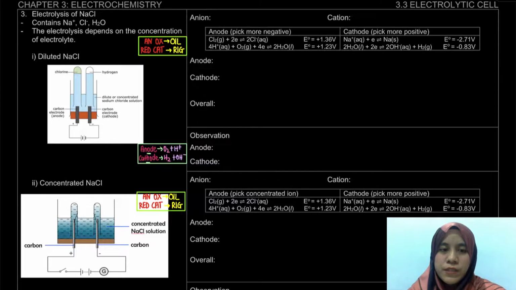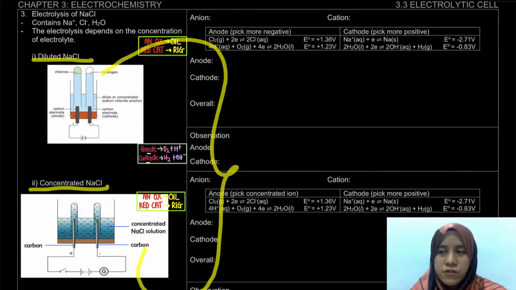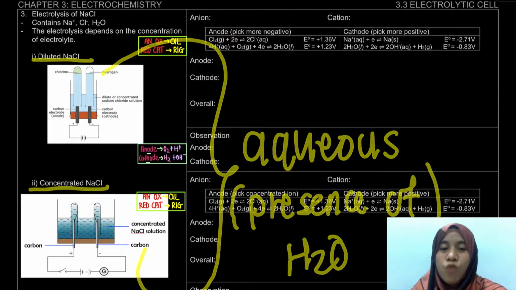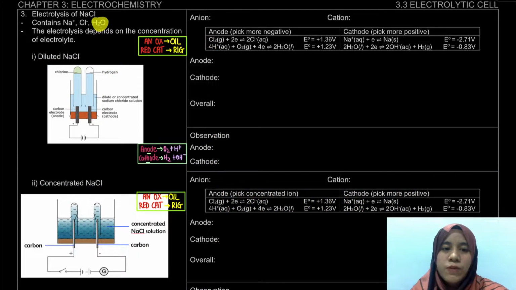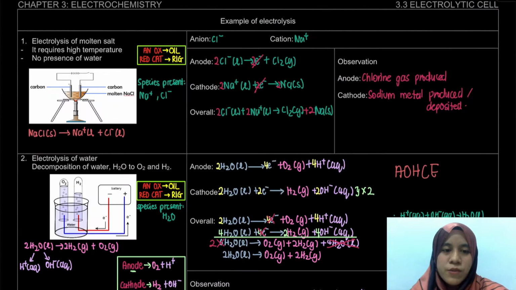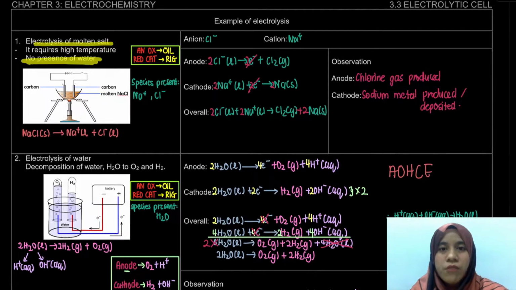Okay, so here we mention the electrolysis of NaCl. In this case, we're going to look at two cases, diluted and concentrated. This is actually an aqueous solution. Aqueous solution means that there's the presence of water, so that's why we have our water. Only the molten salt doesn't have water present, because here they mention no presence of water.